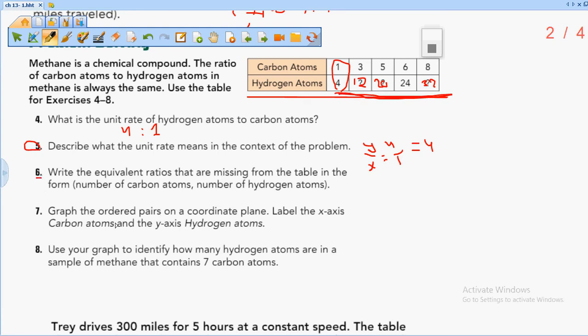Now, question number 7. Graph the ordered pairs on a coordinate plane. Label the x-axis carbon, and the y-axis must be hydrogen. Okay, boys. So carbon and hydrogen. In carbon and hydrogen, here we have to take these points: 1, 4; 3, 12; 5, 20; 6, 24; and 8, 30. Let's go now to graph these points.